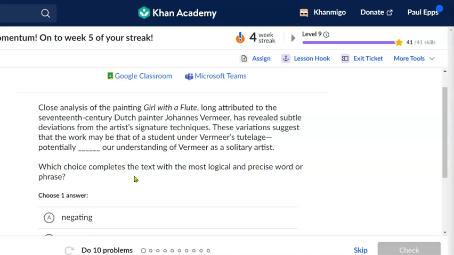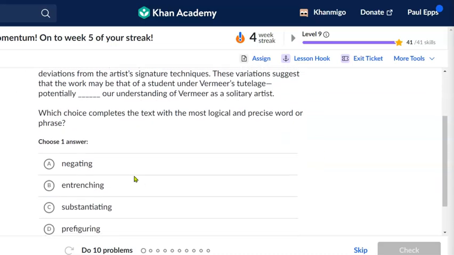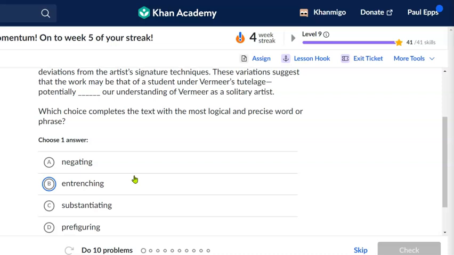A logical, precise phrase, possibly negating our understanding. Entrenching doesn't make sense. Substantiating doesn't make sense because we're talking about a second artist. Prefiguring doesn't make sense. So we've got to go A.